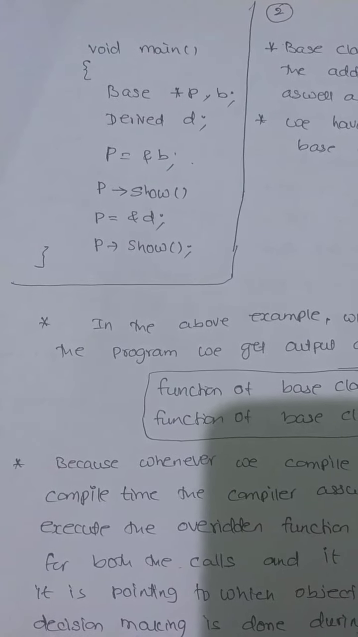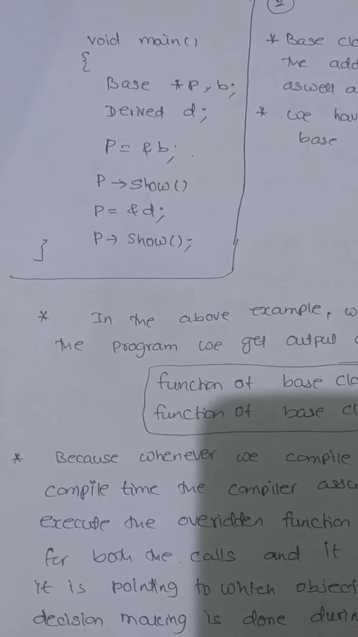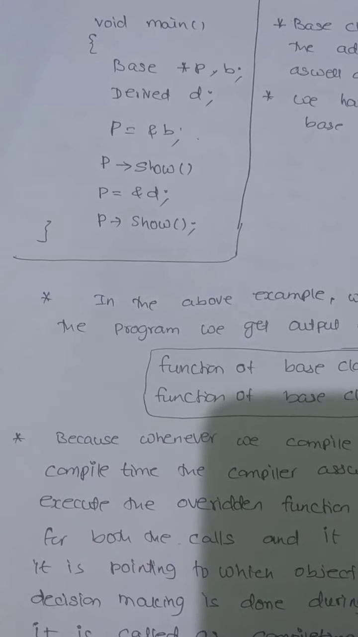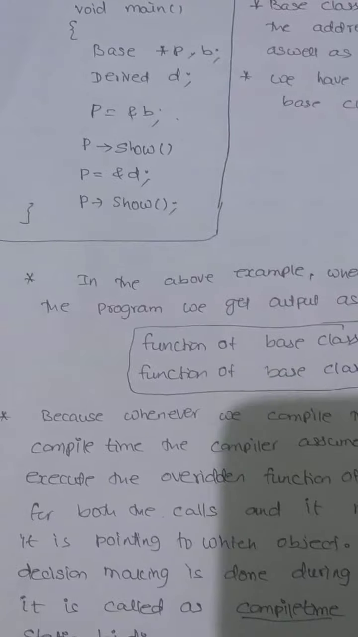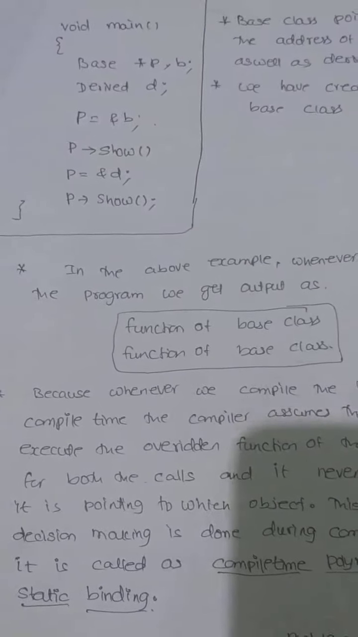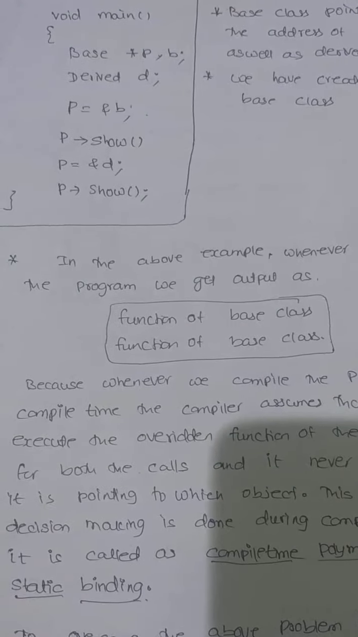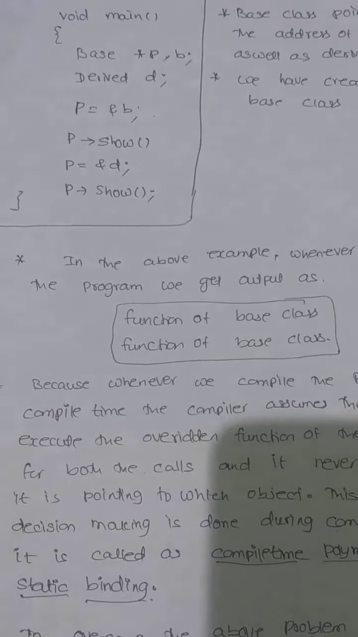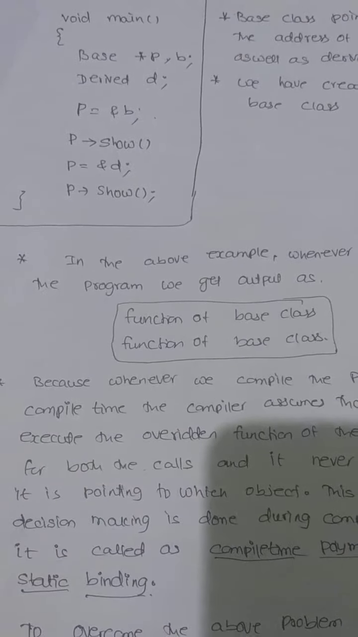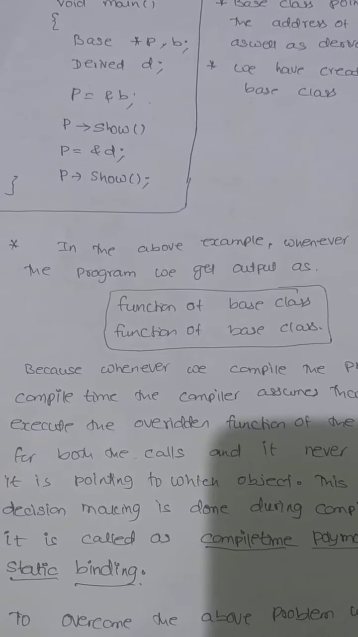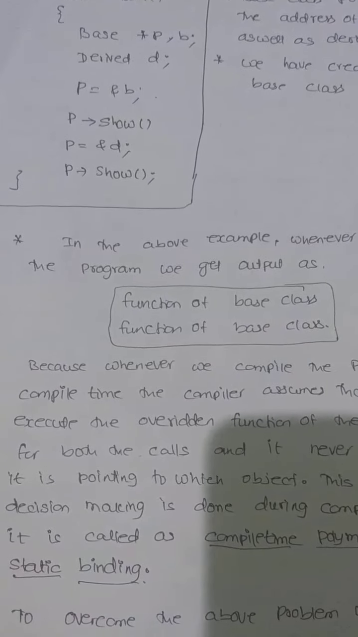And now p is equal to ampersand d, that is, p is pointing to d now, p arrow show. So whenever we execute the program, we expect to get the output as function of base class and function of derived class. But here the output will be function of base class and function of base class only.